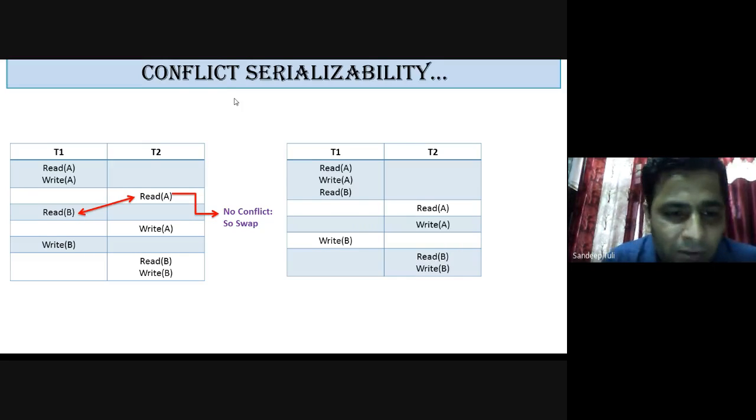Some students think that swapping means we swap both, meaning read B will be part of T2 and read A will now be part of T1. It is not like so. Swapping means we are moving the statements upwards or downwards, but they will remain in the same transactions. So now next, this second table is my input.